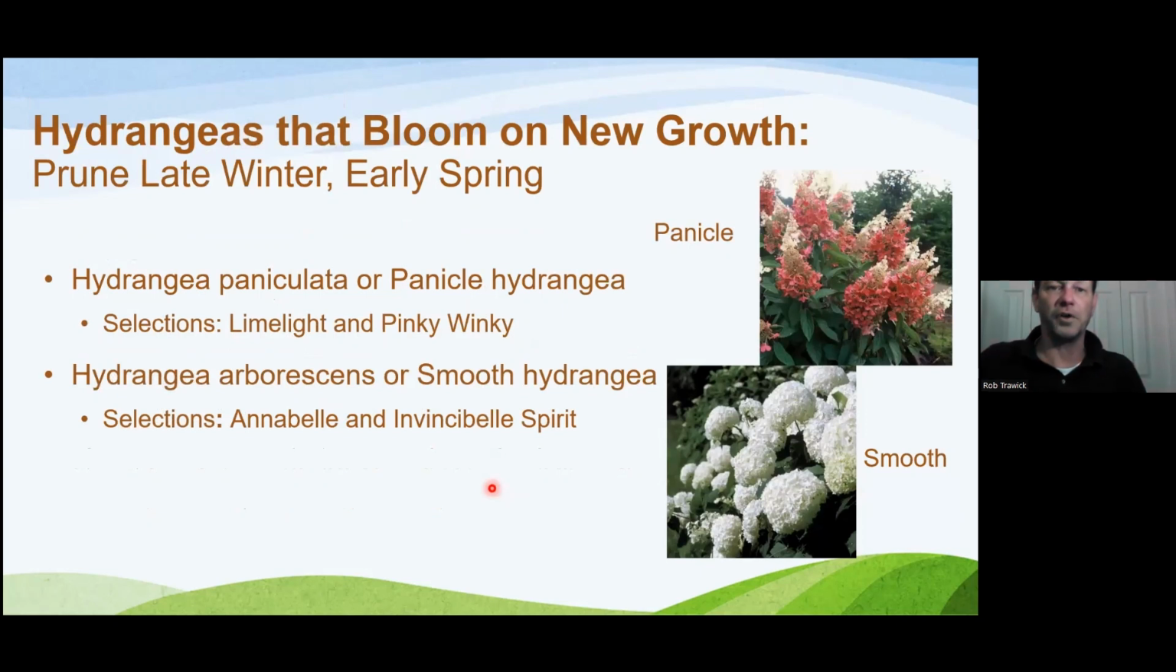So, hydrangeas that bloom on new growth. These are our paniculata hydrangeas, like Limelight, Pinky Winky. These are hydrangeas that we prune early spring. So again, going back to macrophylla, we prune them differently, after they flower. These are guys that we prune before they flower. Others are the arborescens, or the smooth hydrangea. You'll see these at most of your local garden centers, like Annabelle, Invincible Spirit. Again, these are pruned late winter, early spring.